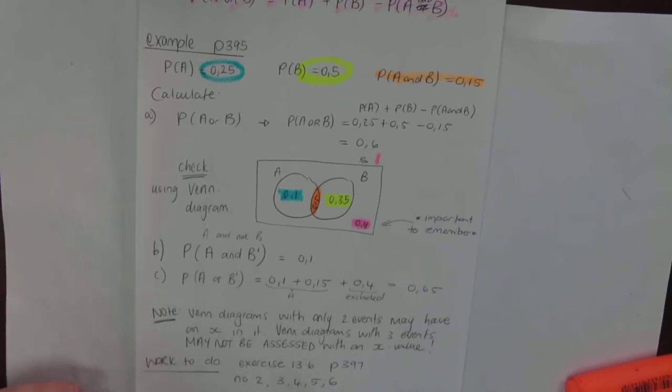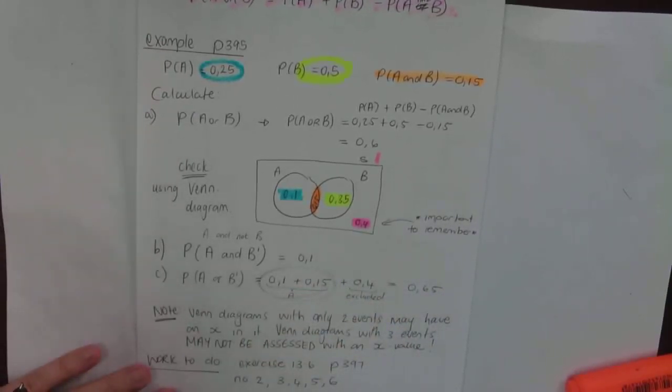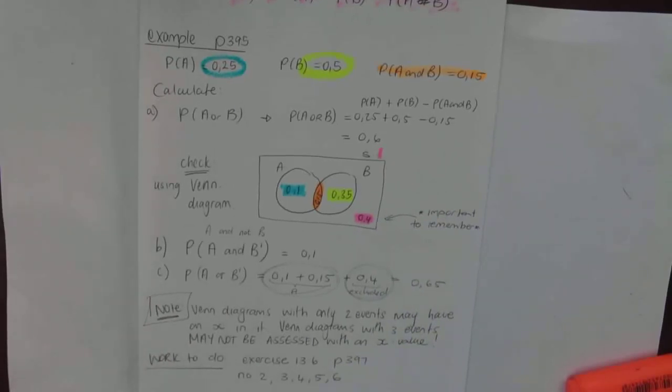If I want A or everything but B, so A is 0,25. 0,4 is also not B. Okay, that's 0,65. There I made the important note for you again that only 2 events may have an unknown. Venn diagrams with 3 events may not have an X value in it.